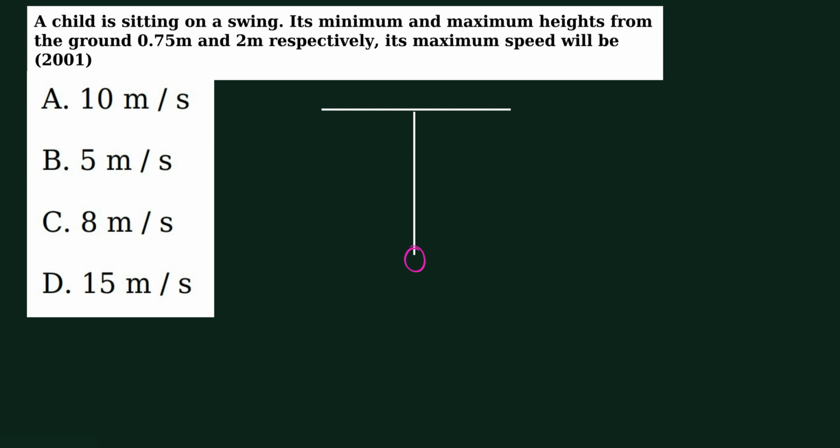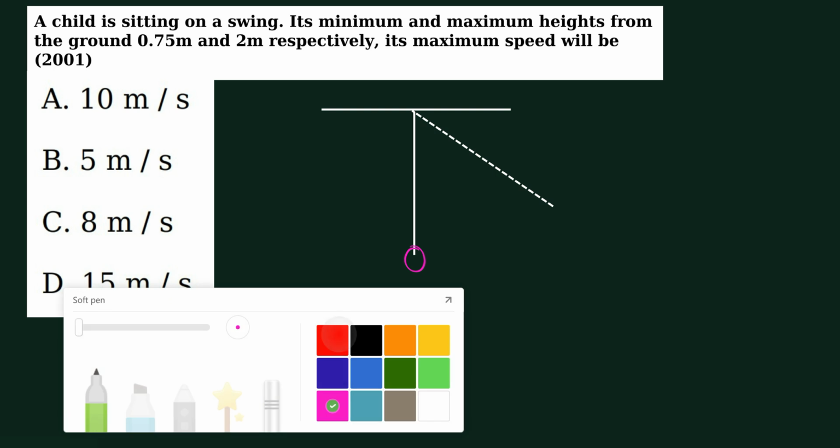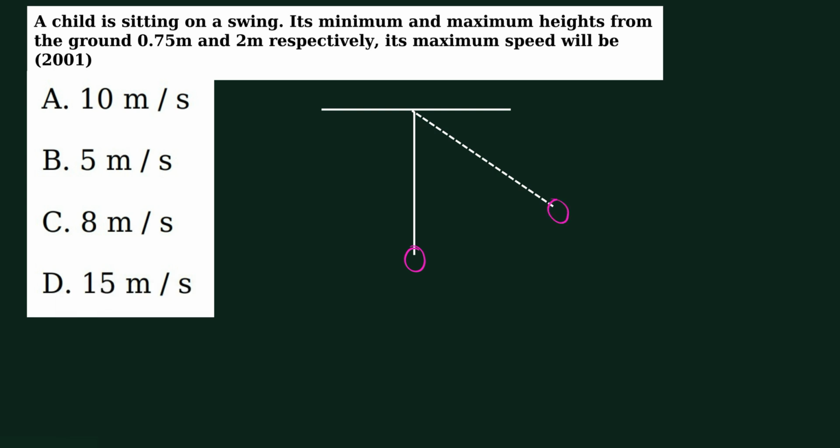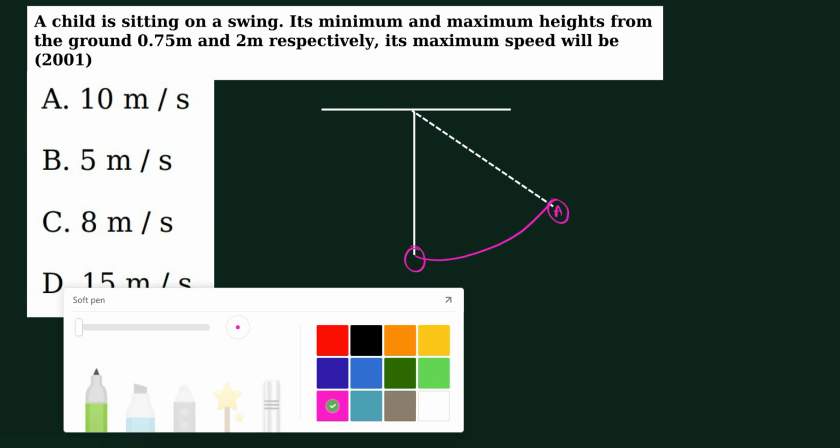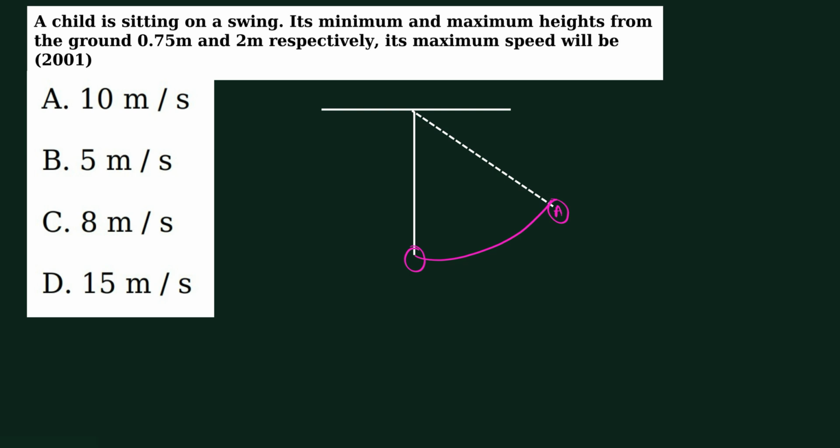So when you move up to point A, it's the highest position, where you have more potential energy. So when you move like this in a swing, let us assume this is point A. So when you move from point A to point B, let us say this is point B.